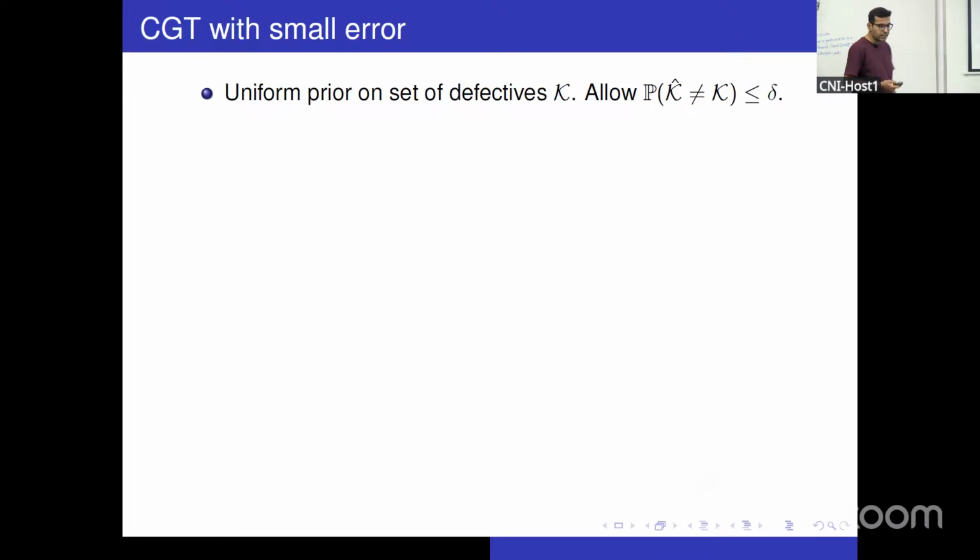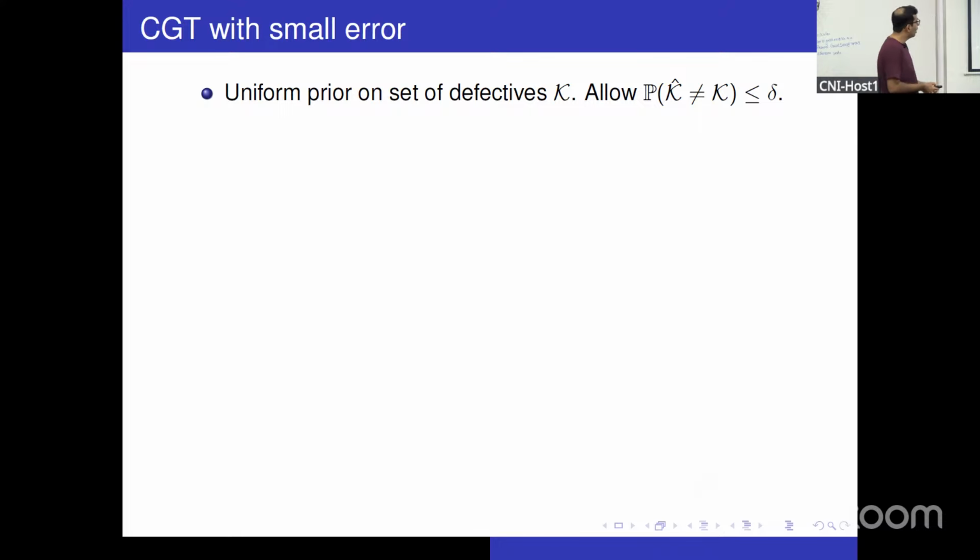Now we're looking at a case where we have a uniform prior on the set of defectives. Assume that this set of k defectives is chosen uniformly at random from all possible subsets of size k, and we want to recover it with small probability of error. So we are allowing this small probability of error, and we want to see how things change because of it.